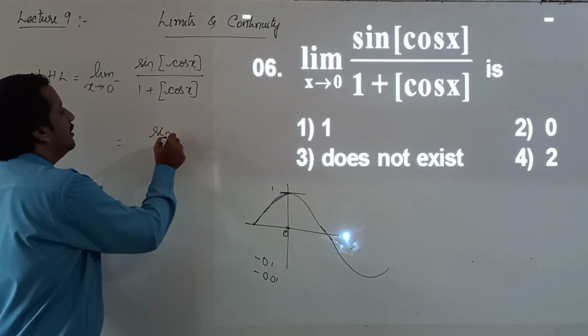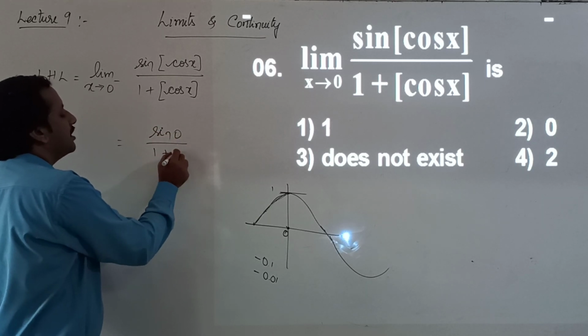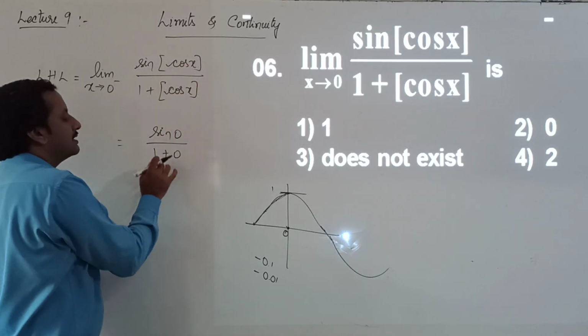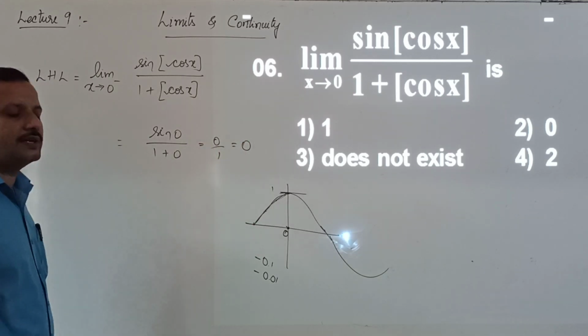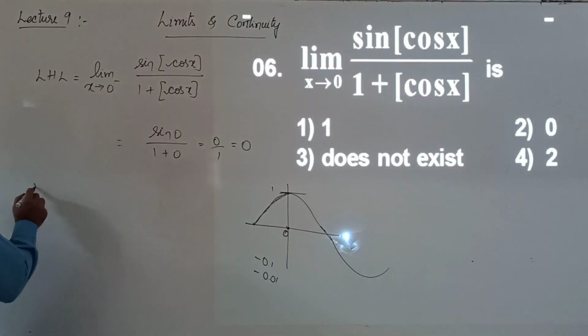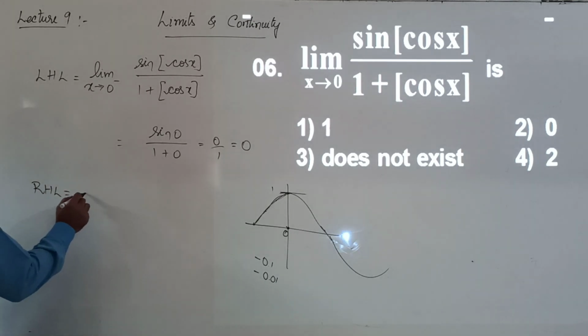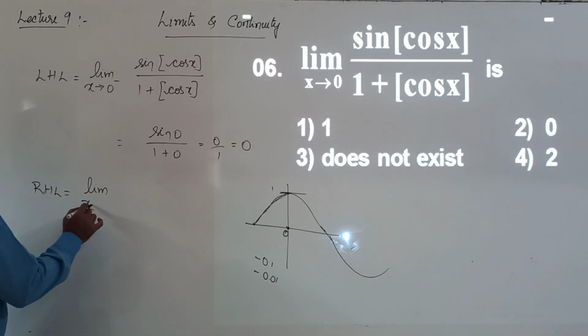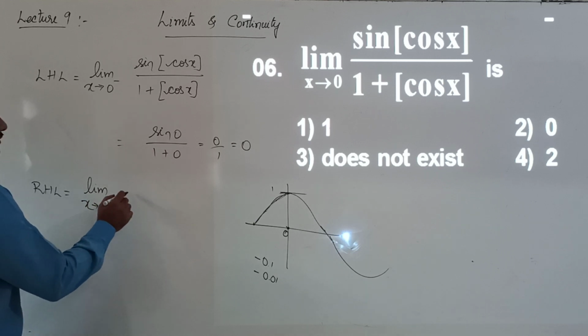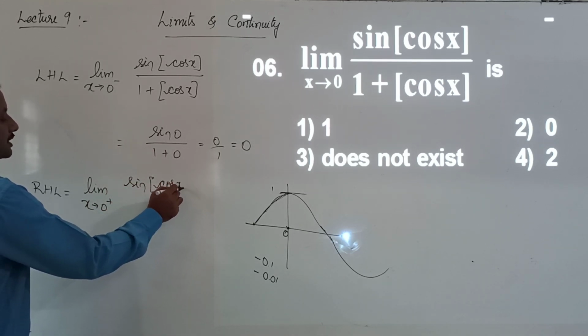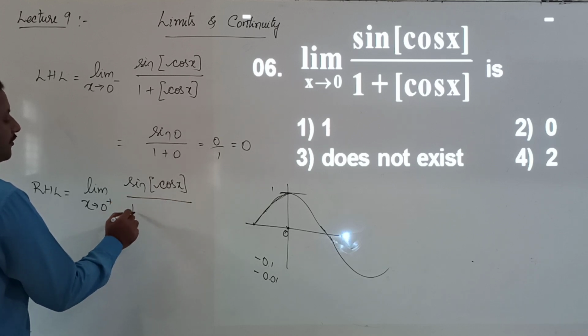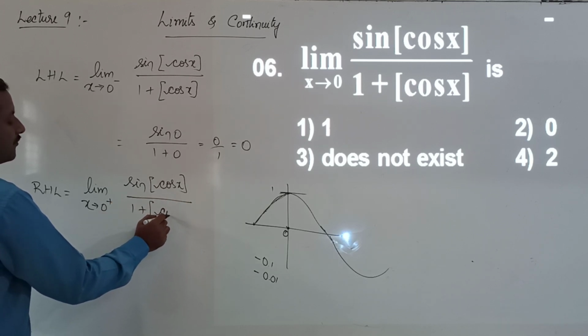So what do you get then? Sin 0 divided by 1 plus 0. I am saying [cos x] will become 0. Sin 0 is 0, 0 by 1 is equal to 0. So left hand limit is 0. Then let's have a look at the right hand limit. Right hand limit is equal to limit x tends to 0 plus f of x. f of x is sin of [cos x] divided by 1 plus [cos x].